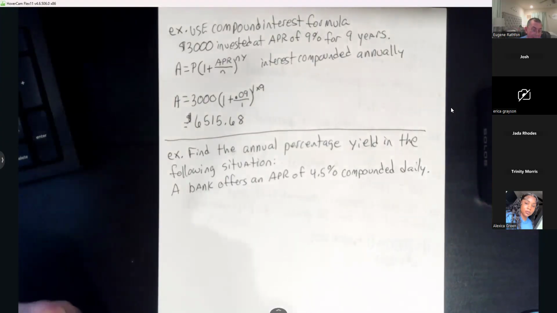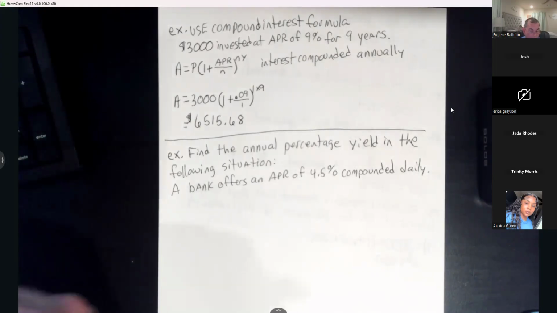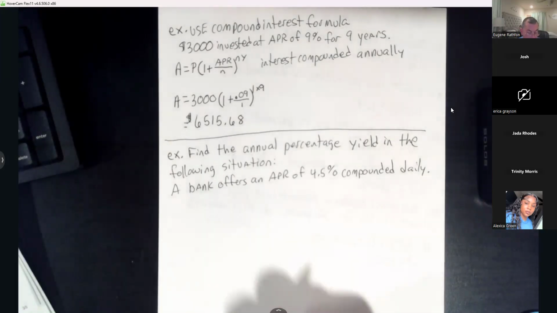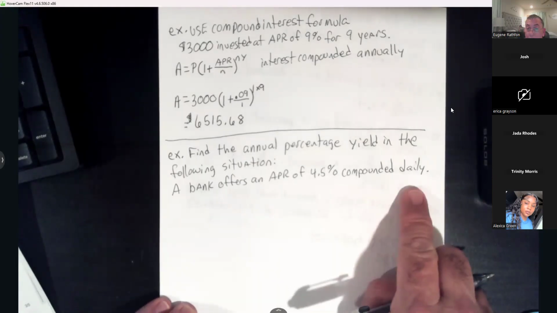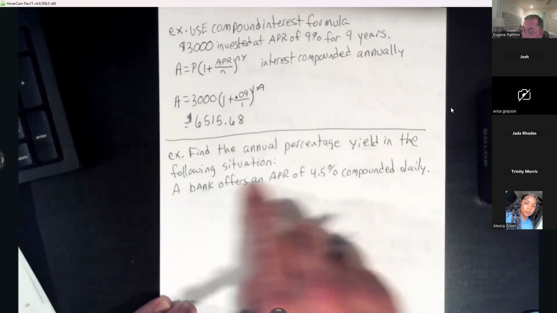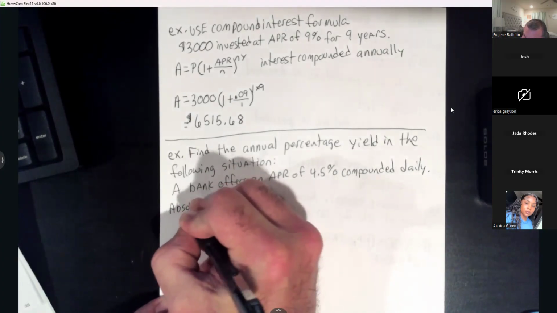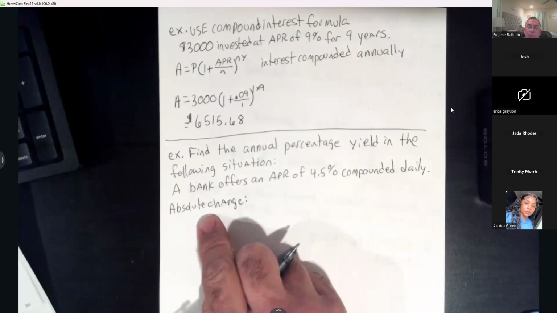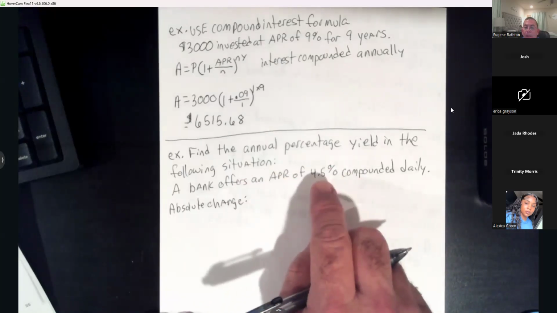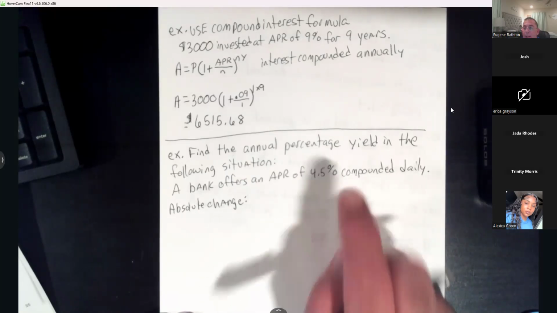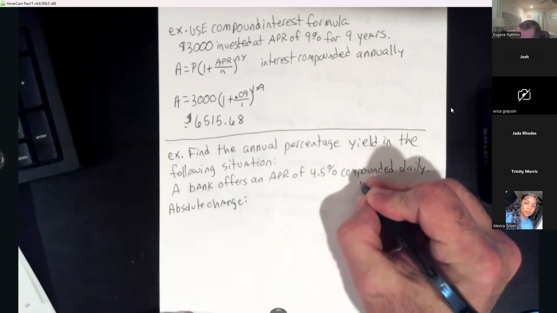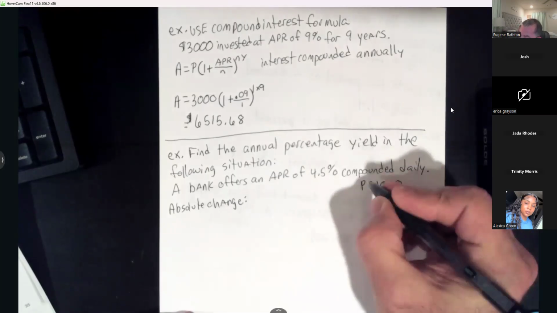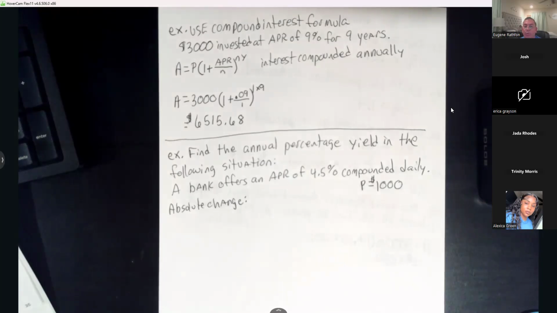All right, y'all. So remember, I'm going to go back and use the one formula to get my absolute change first, and then I'll put that into the formula for the APY. So you always got to find this first, the absolute change of what happened to your money compounded daily at 4.5%. Now remember, we can pick any starting amount. Usually when I do these, I always start with $1,000. That's one of the easiest numbers to use when you're doing this formula, okay?